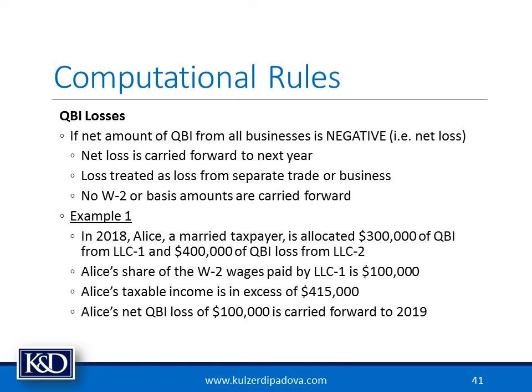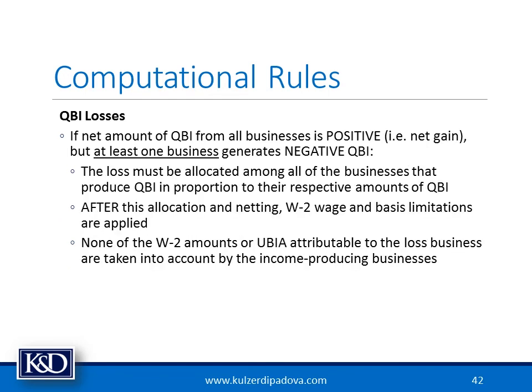So just a quick example, you have Alice who is allocated $300,000 from LLC 1 and a $400,000 loss from LLC 2. I've included what her W-2 wages are and her taxable income, but it really doesn't matter. A net loss, there's no limitation applied. You just carry it forward to the following year.